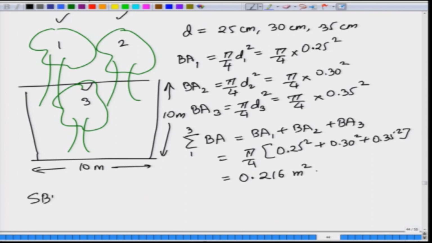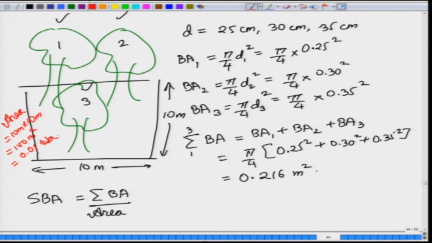Now, the stand basal area is given by the sum of the basal areas of all the trees in your sample plot divided by the area of the sample plot. The area of your sample plot, 10 meter by 10 meter, is 100 square meter, which is 0.01 hectare, because 1 hectare is equal to 10,000 square meters. So, the stand basal area will be given by 0.216 divided by 0.01, which is equal to 21.6 square meter per hectare.